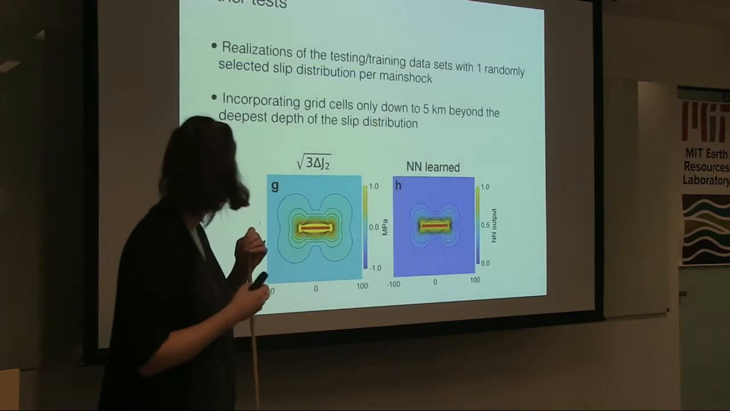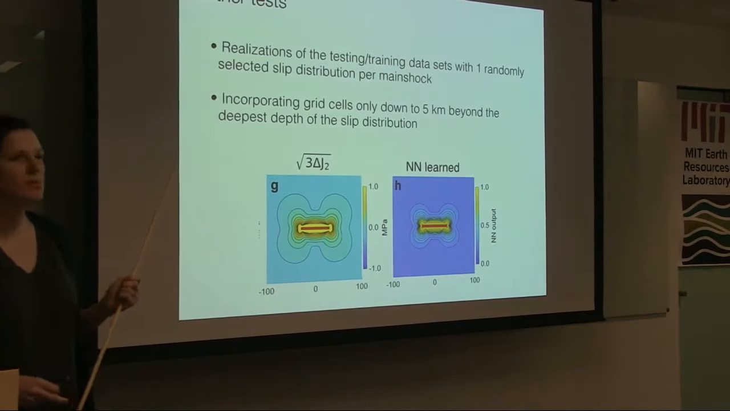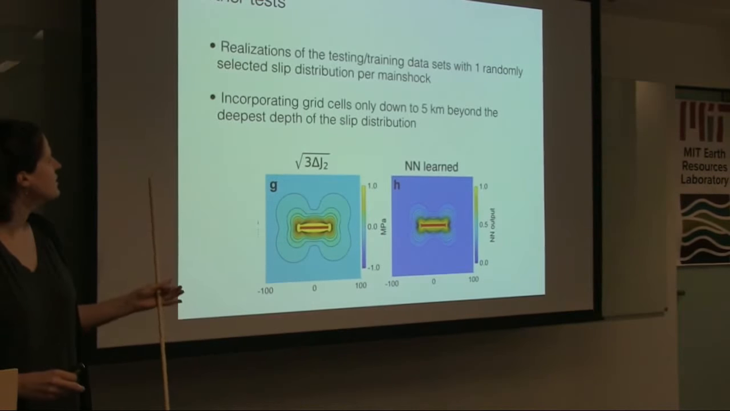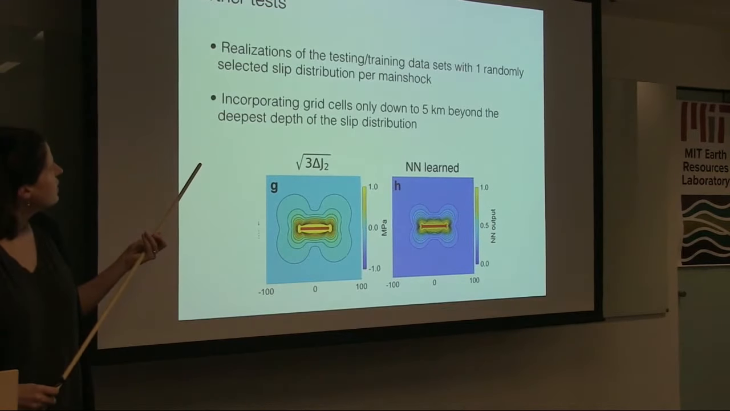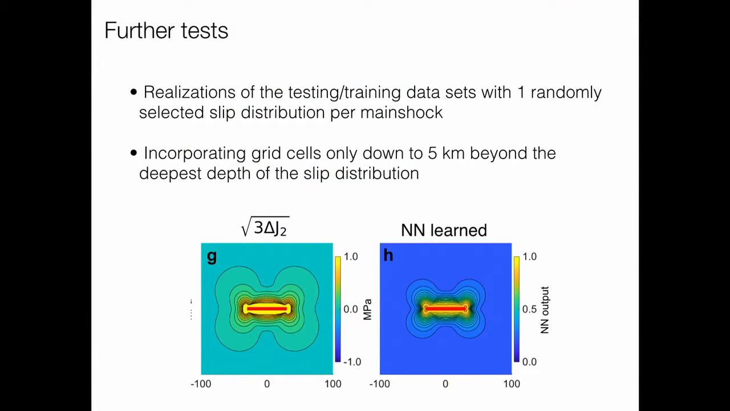I should say, we did a few tests just to make sure that this seemed robust. Two of the things that we did were to address concerns that because we had multiple slip distributions from the same main shock in the training set and the testing data set in some cases, we did this ensemble approach where we took 10 realizations of the training data set and the testing data set, with each realization only having one randomly selected slip distribution from each main shock. And we got results that were very similar in terms of overall pattern and performance.